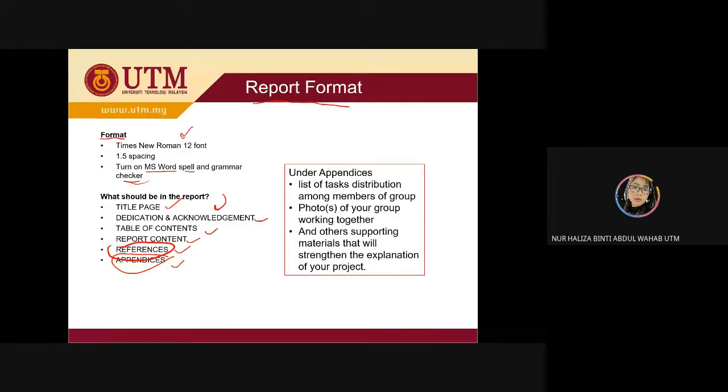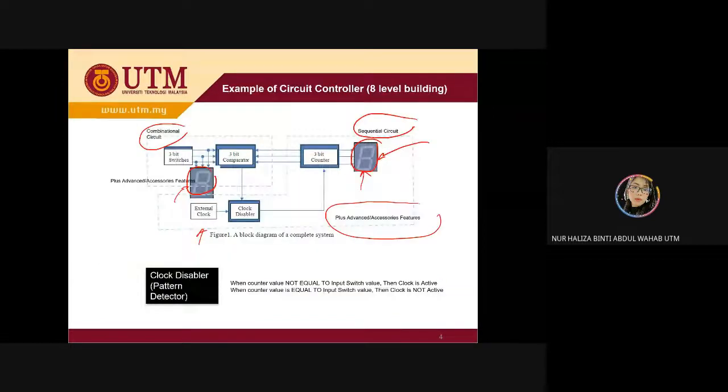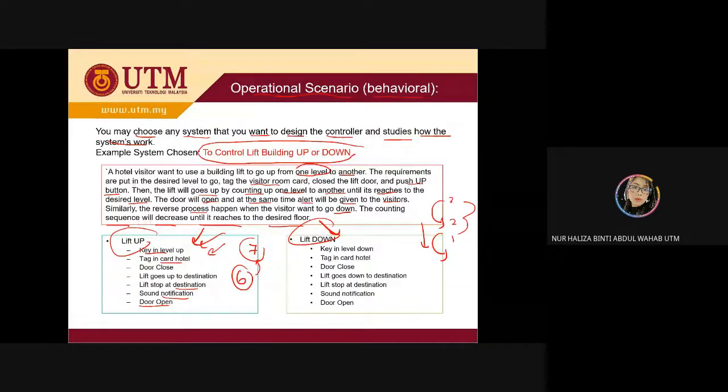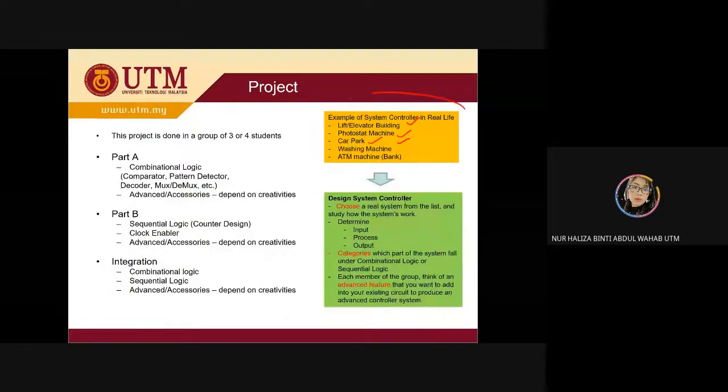So you try to search in Google, whatever references you have, you can list later on, and see there are several scenarios that you can use. So try to Google which you want to use: lift, photostat machine, car park, vending machine, ATM machine. After you have Googled and finalized, then later on you can go step by step. That's why I give you this directly this week for you to start discussing with your team members.